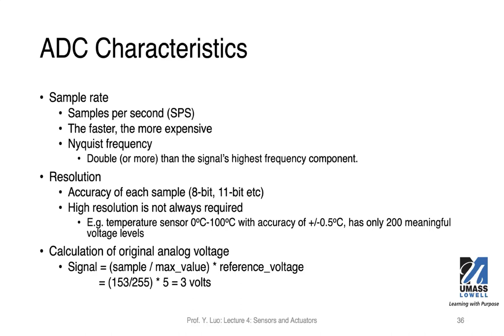When you have a sample and when you have a reference voltage, you can then use this formula to calculate the signal, the original voltage value. Let's say the sample is 153, and your max value from this ADC is 255, and then your reference voltage is 5 volts. And then you can find out that your signal coming out of the sensor is 3 volts.